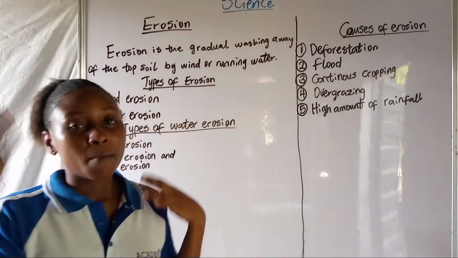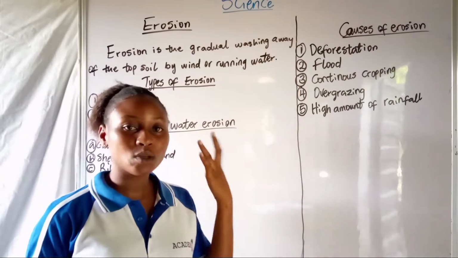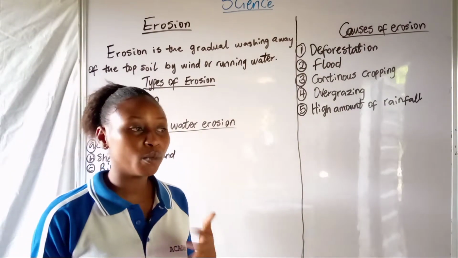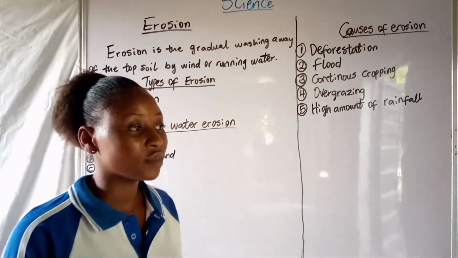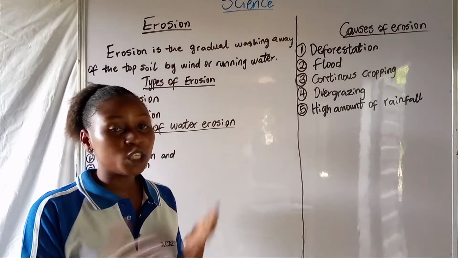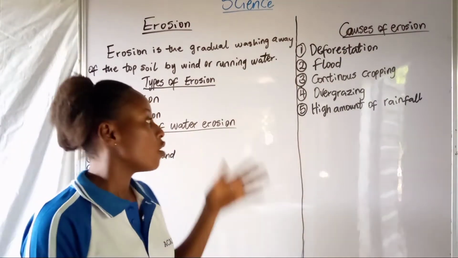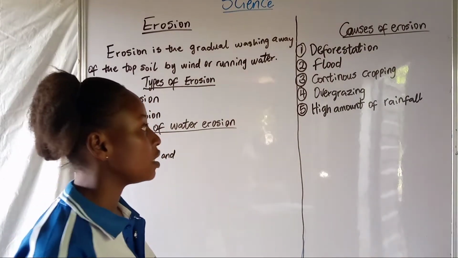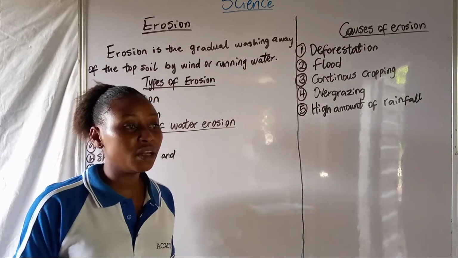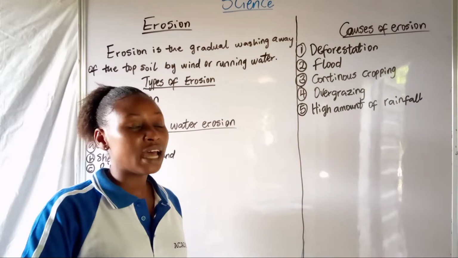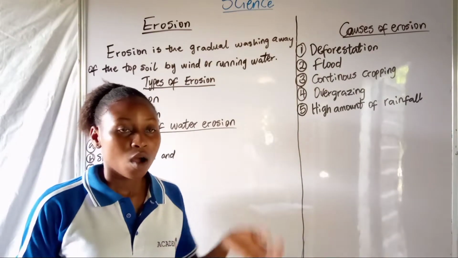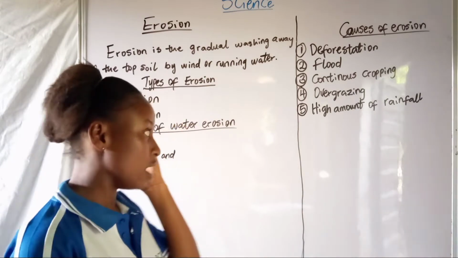Continuous cropping. Planting on the same piece of land all the time without giving it an interval in between before planting another crop. So continuous cropping allows erosion to occur. Overgrazing, allowing animals to graze on a piece of land all the time. Erosion can take place due to that fact.